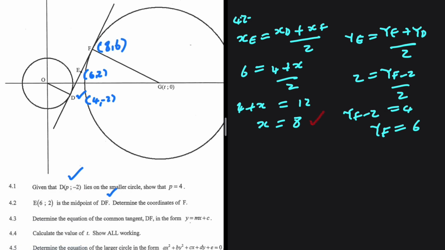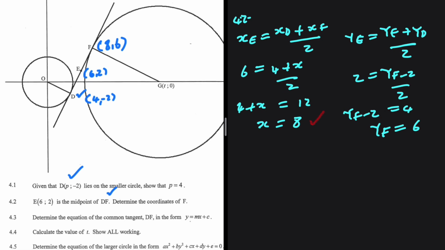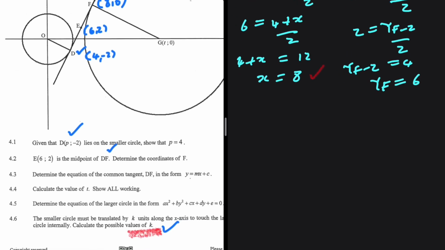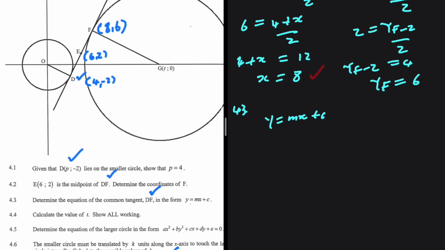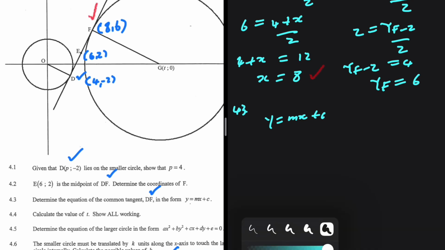Okay, we're not experiencing any difficulty so far. We are moving at the speed of light. Let's do 4.3: determine the equation of the common tangent DF in the form y is equal to mx plus c. We want the equation of DF. It's a straight line. We just need the gradient, substitute one point, and we are done.